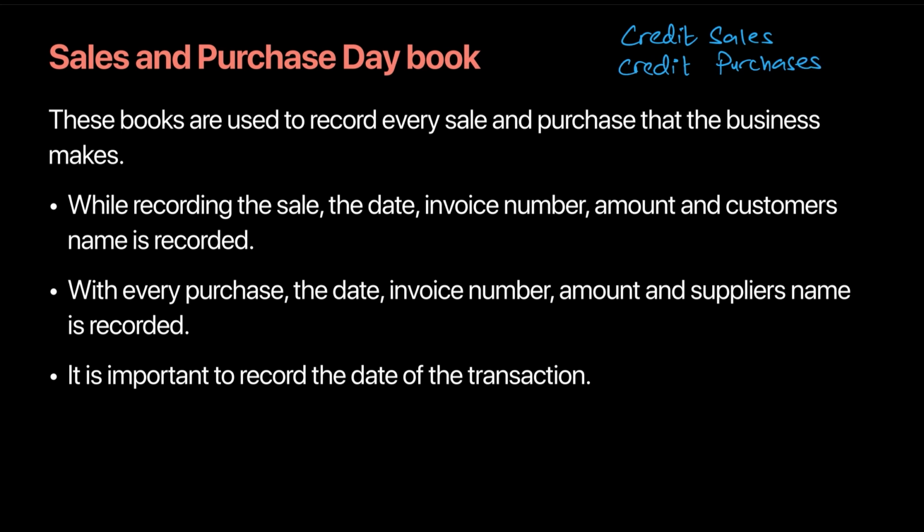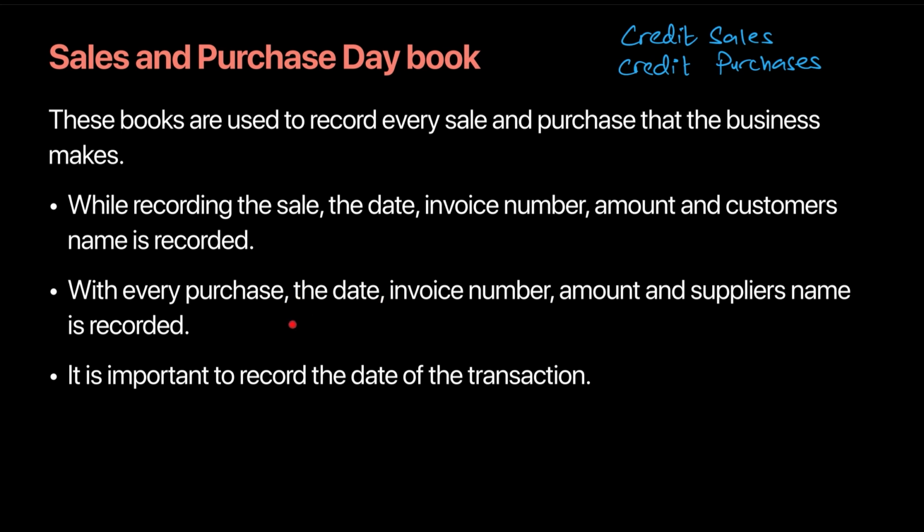Cash purchases will go to the cash book, and any credit purchases transaction will be recorded in the purchases day book. Okay, so while recording your credit sale, you should always record the date at which the sale took place, the invoice number when you're issuing an invoice, the amount of sale, and the customer's name will be recorded in the sales day book. In the purchases day book as well, you'll do the following.